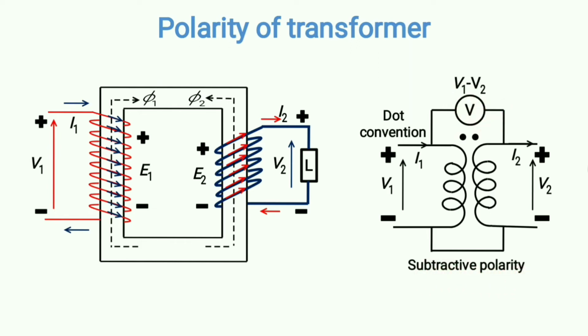All right, so as you can see, this dot convention actually depends on your winding, how your winding is wound or wrapped up around the core. And now I will show you how, by changing this formation of winding, you can change the dots, you can change the polarities. So just try to understand this much, and also remember one thing.